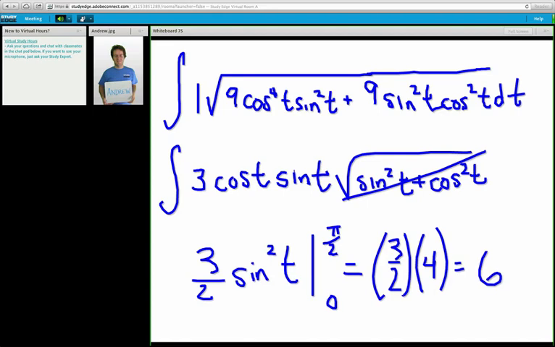I don't think I've messed anything up there, but let me double check. This is problem 11, I think. 11, the answer is 6. We're good. Okay. Any questions on that one?